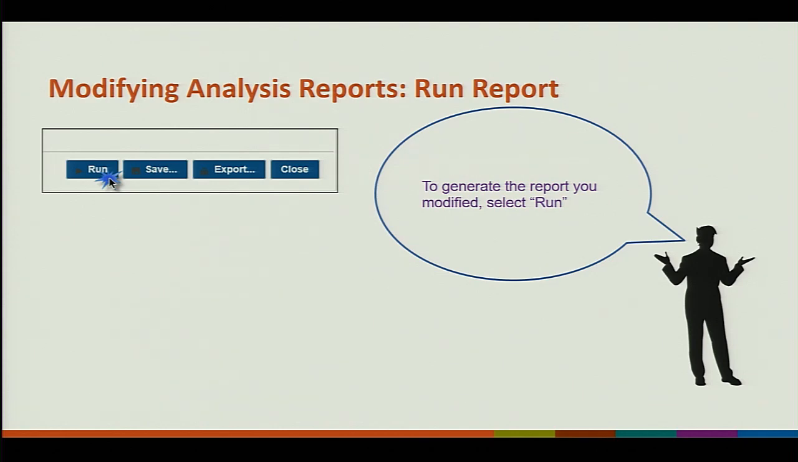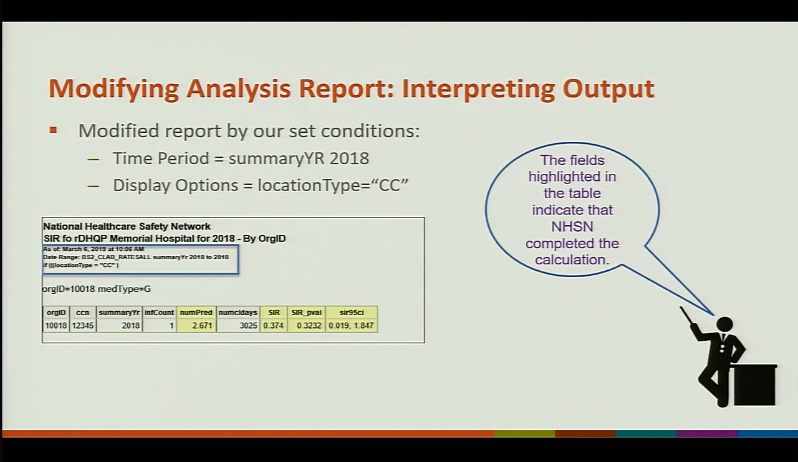Once you're done modifying everything, you can now run, and this is your output. You're going to see all those modifications you made in that previous screen displayed here. So you can see that your location type equals CC, so this just includes those critical care locations. And it's just including that summary year for 2018.